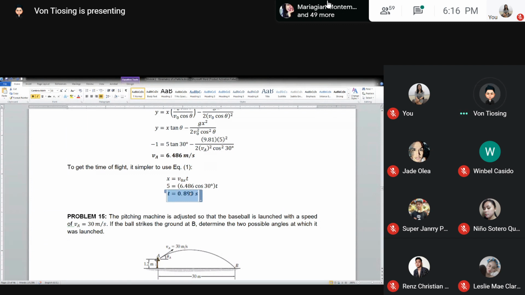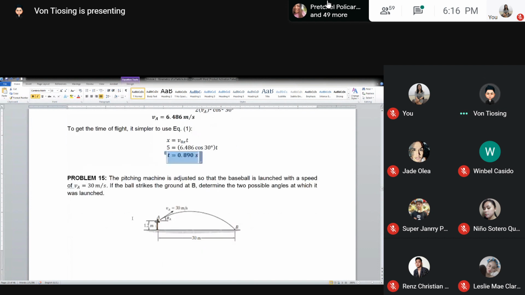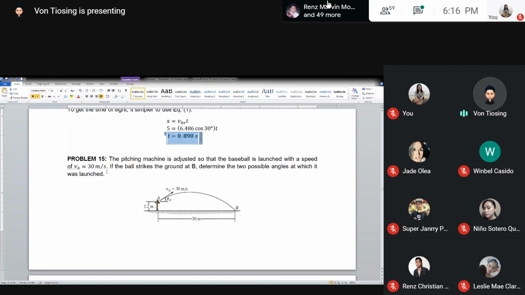Ito po, naman sa inyo, hindi ko kayo ituturing na CE students, tuturing ko kayo na CE. CE talaga po. Kasi preparation yan sa ano ninyo. Okay. The next. Wala na kayong tanong. Problem number 15 tayo.